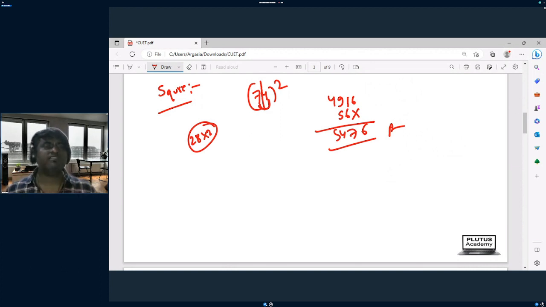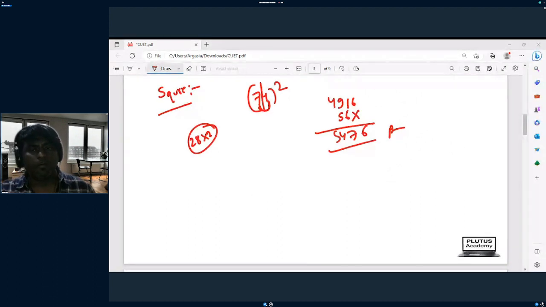In this way you can make anything very easy, very simple, and very easily you can do the square of any number. Are you getting my point? Yes. Now take another number. How could you do this? Take another number.